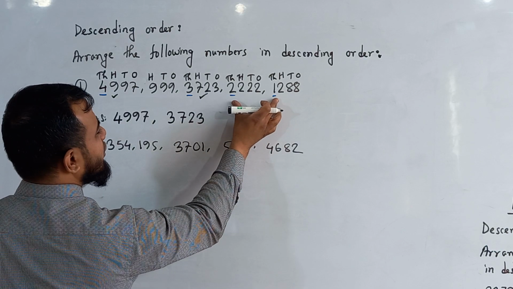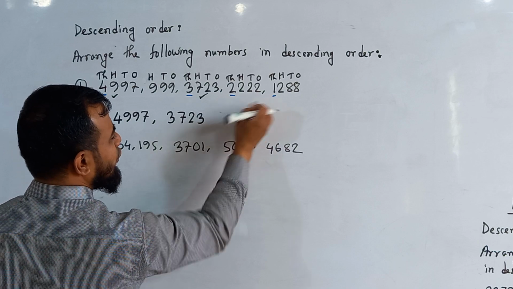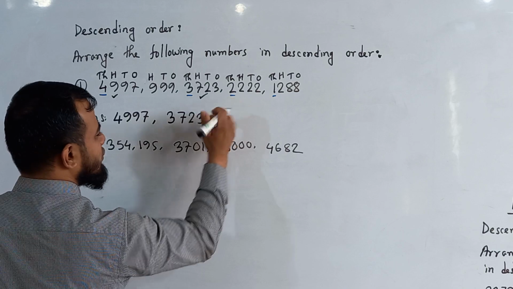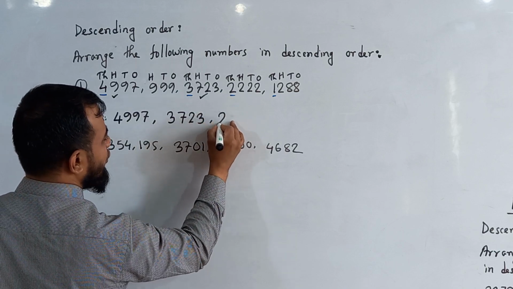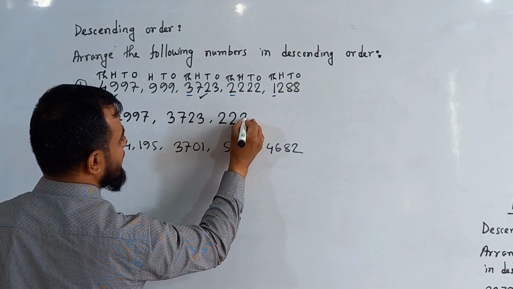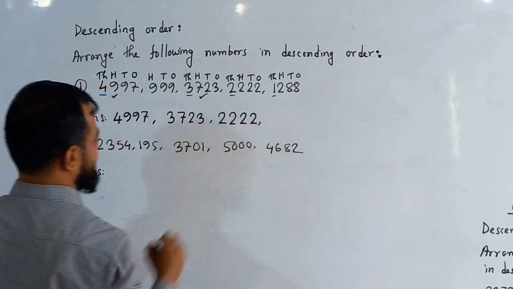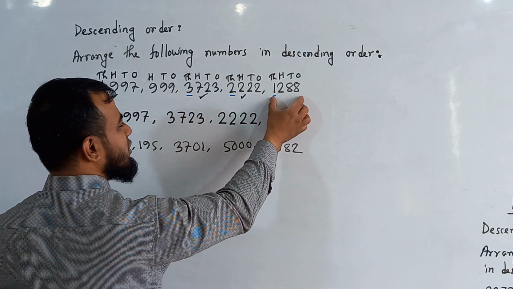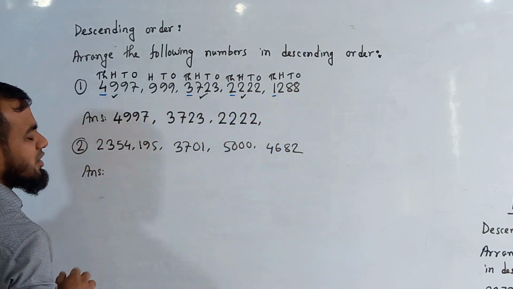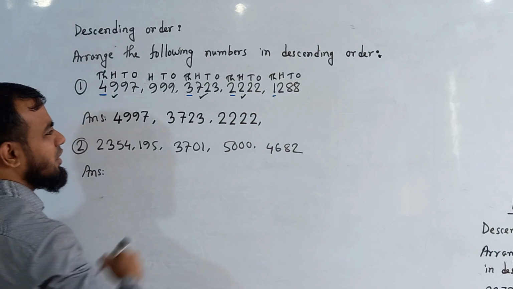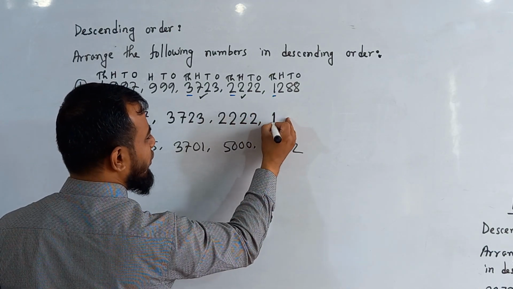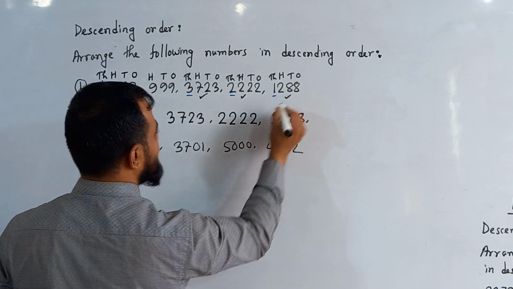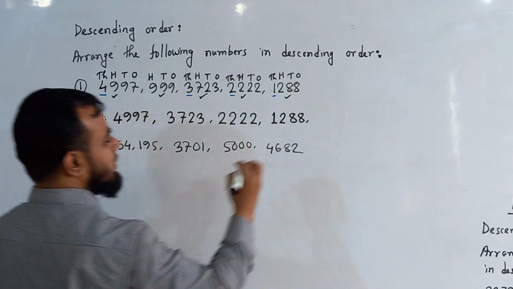Now between these 2 numbers, we have 2 in the thousands place and 1 in the thousands place. We know that 2 is greater than 1. That is why 2222 will be our third biggest number in this question. Now this one is also done. This one is remaining; its highest place value is thousands, and the other is the hundreds place value, so it will be the last number. Now our fourth number is 1288, and the last number is 999.